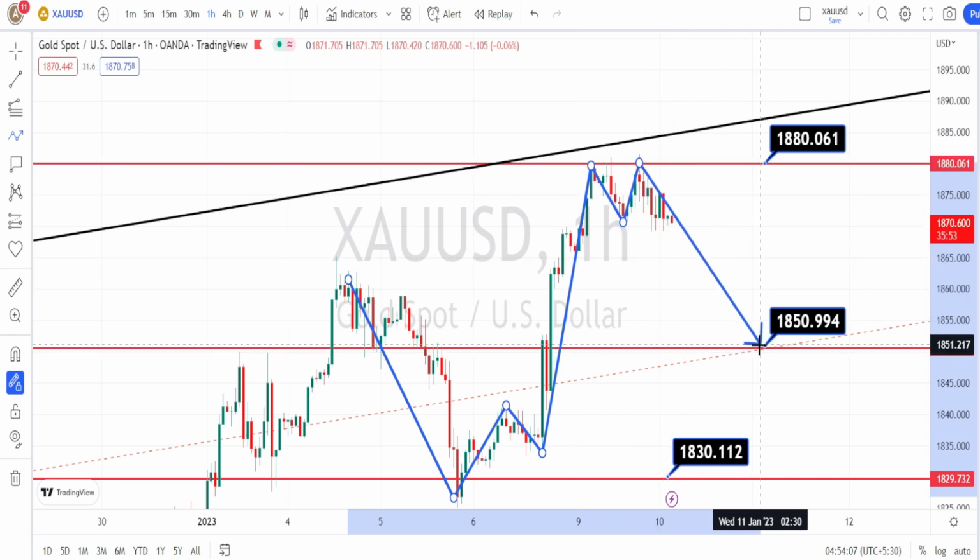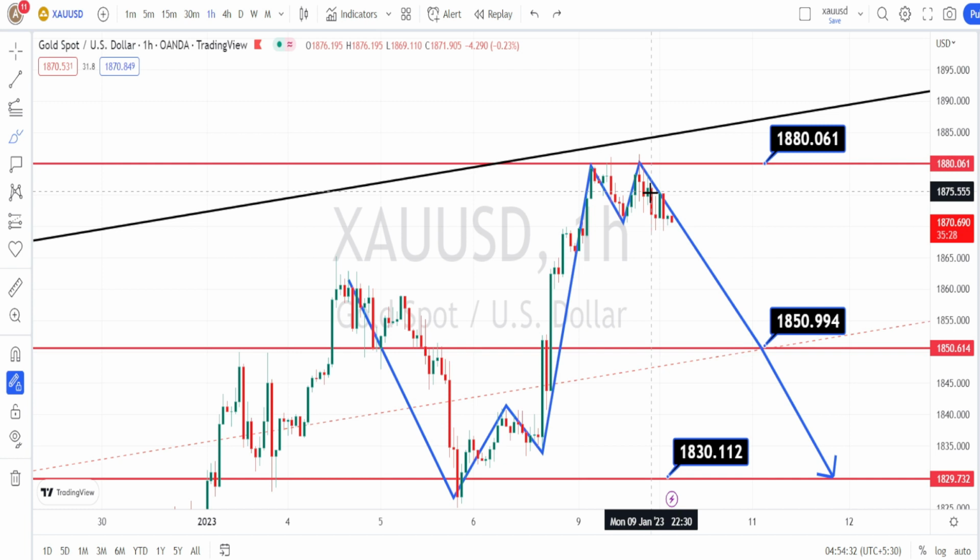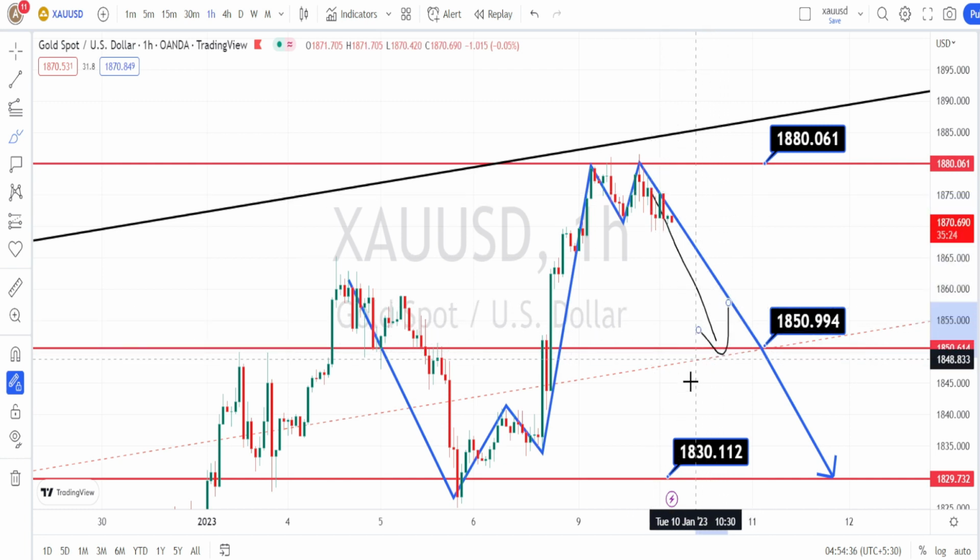And if the bearish side retracement continues, the next level of support is going to be around 1850. And if the price action breaks this support level, the next level of support is going to be around 1830. And this bearish trend, or the retracement on the bearish side, is only a retracement. It is not a trend reversal in the hourly time frame also.